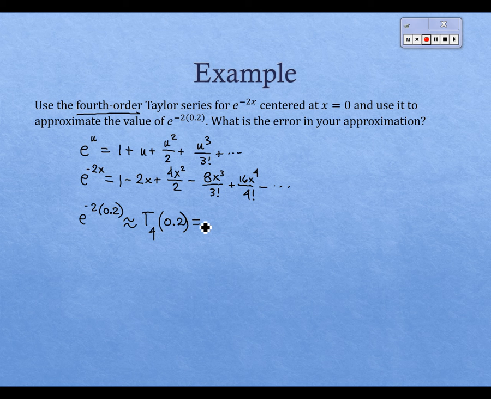Yeah. 1 minus 2x. I got 0.6794 for the Taylor, for the fourth order.